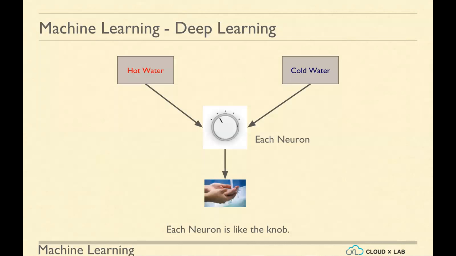One approach could have been that we keep this knob to the extreme left and then slowly try all positions. That's called the brute force approach, right? The second approach is that we know the extreme left is cold, the middle is hot, and the extreme right is cold. We go to the middle and keep on searching. That's called binary search.